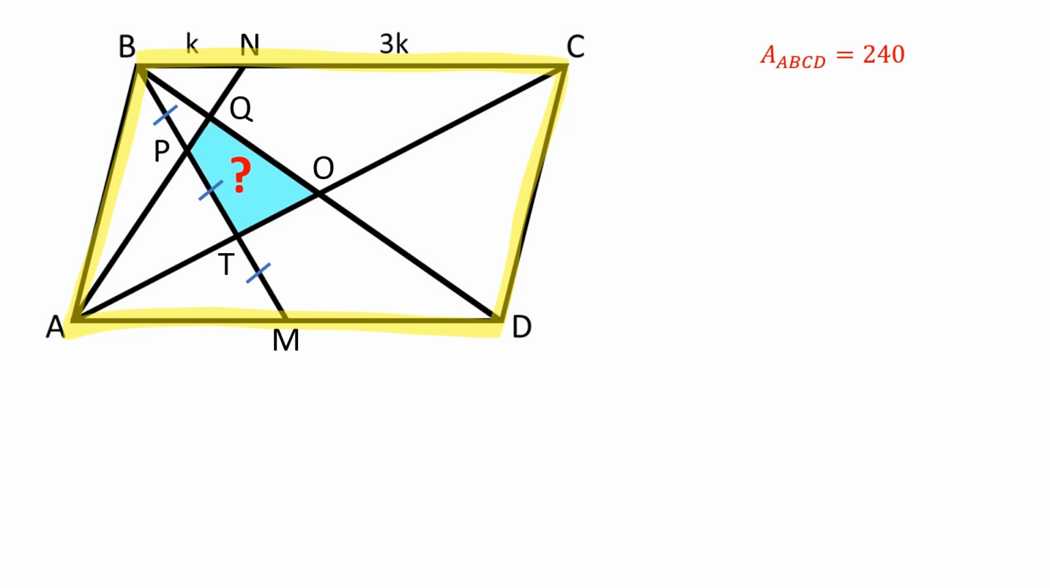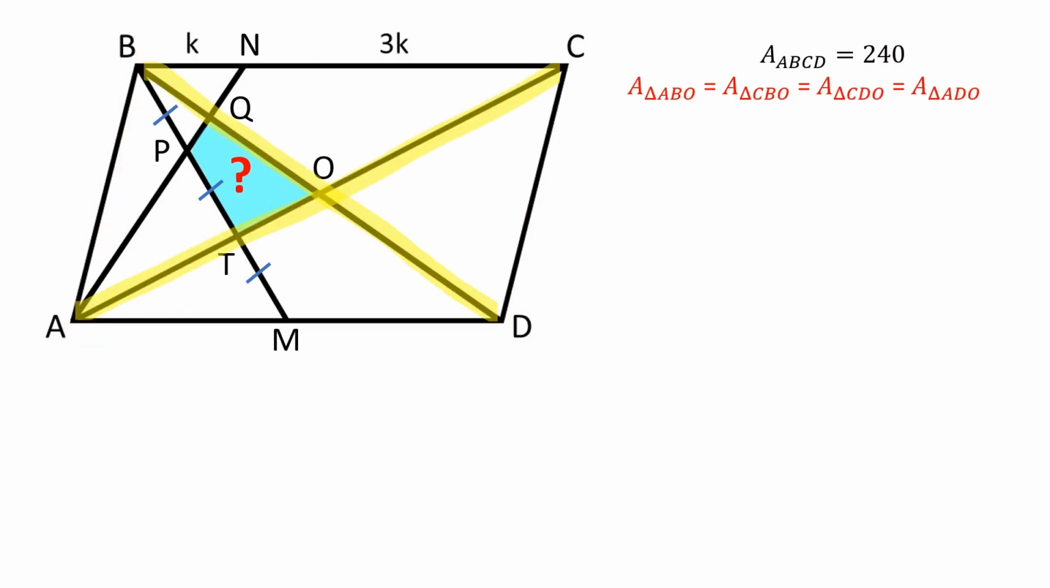ABCD is a parallelogram whose area is equal to 240 square units. The diagonals of a parallelogram divide it into four triangles of equal area. The area of triangles ABO, CBO, CDO, and ADO is equal to 60 square units. Let's review the triangle DBM.